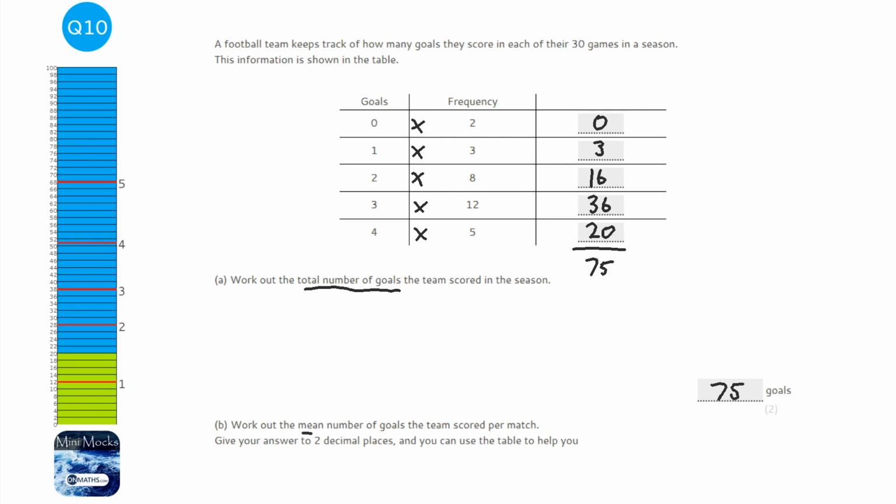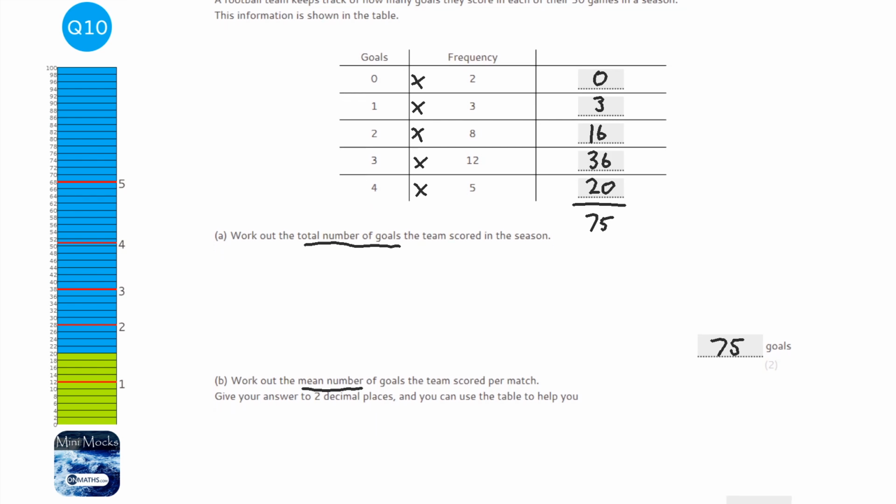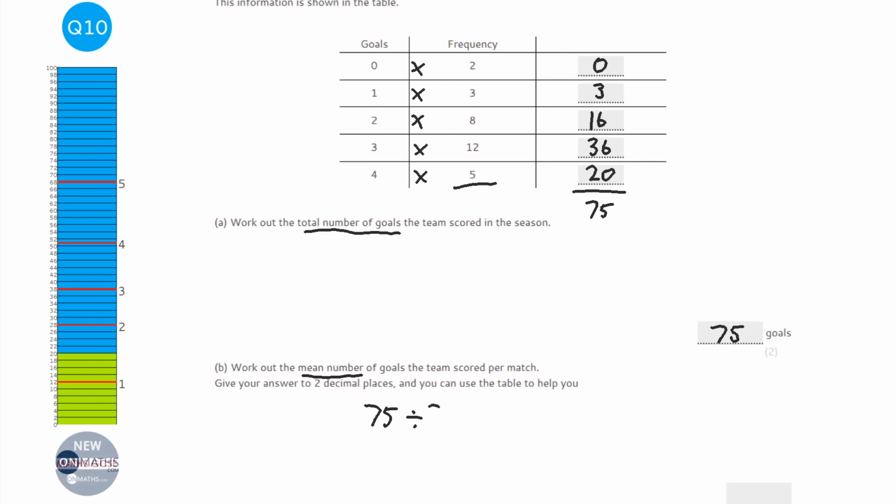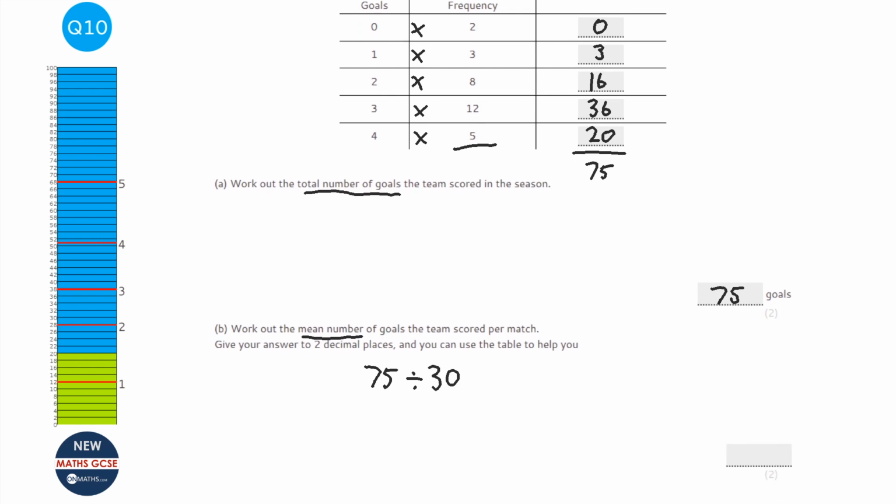Now the next question asks us for the mean number. Now the mean is all the numbers added up, which actually we've already done, 75, divided by the total amount of numbers. Now we could add up this column here, but actually it tells us in the question that there are 30 games, so I know they'll add up to 30. So we're doing 75 divided by 30, and it says it wants it to 2 decimal places, but actually this one will give me the answer of 2.5. So I could leave it as 2.50 if it needs it to 2 decimal places.